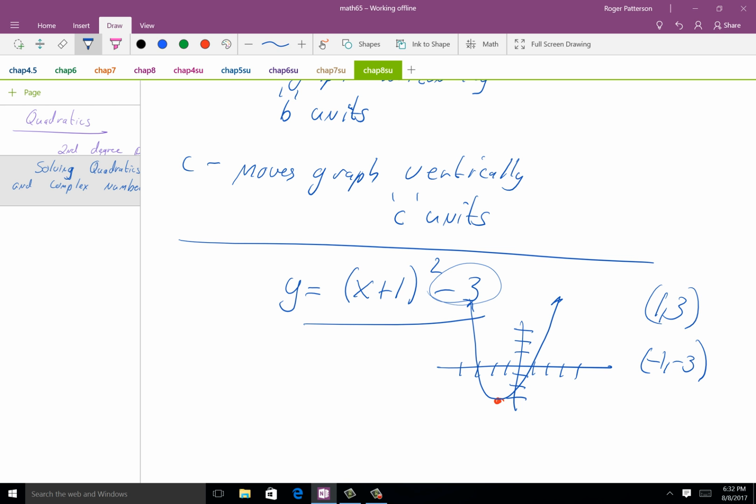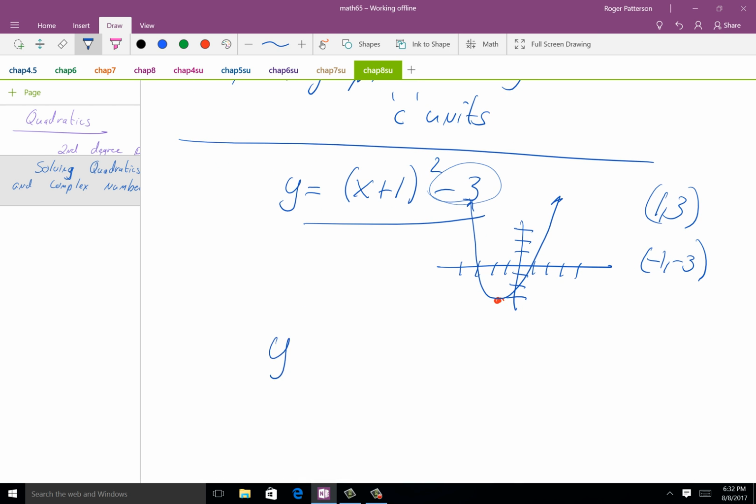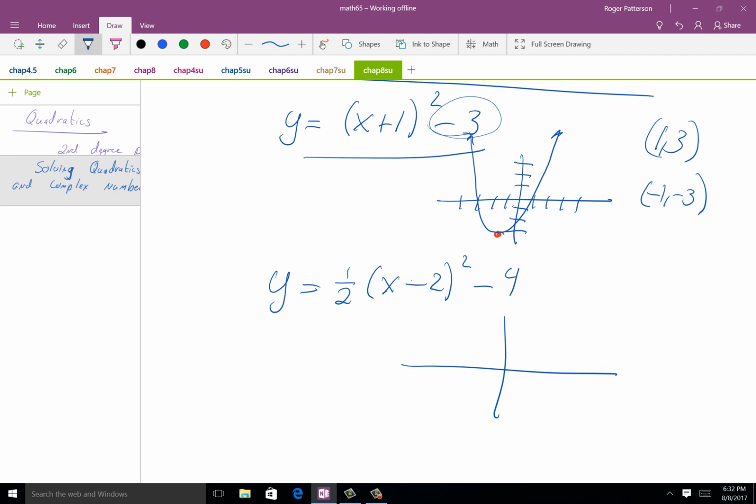So now that you know that, if I just said, okay, here we go, we're going to graph this. I'm going to put a 1/2 here. I'm going to go x minus 2 squared minus 4. Right now, you're thinking, okay, I know where the vertex is.